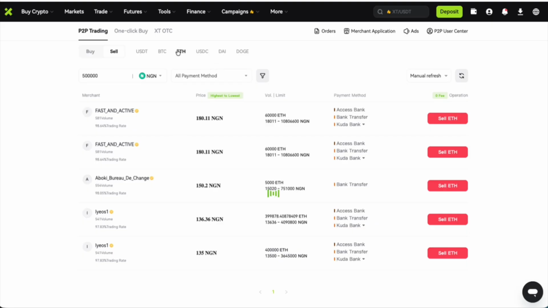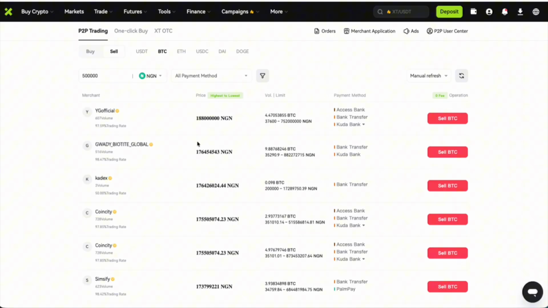People are ready to sell the Ethereum. BTC you want to sell, this is what people are ready to buy from you. Now, this is the price of one Bitcoin. It doesn't mean that you have to buy one Bitcoin. So if you click, definitely the limit will be here. You see the limit here.